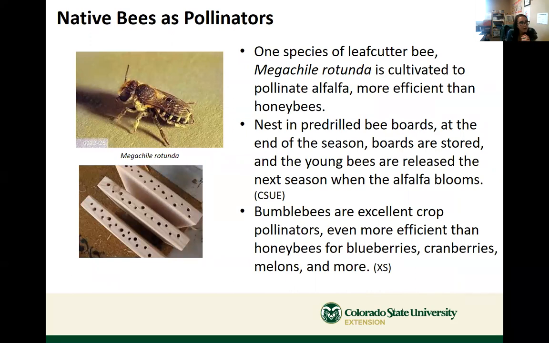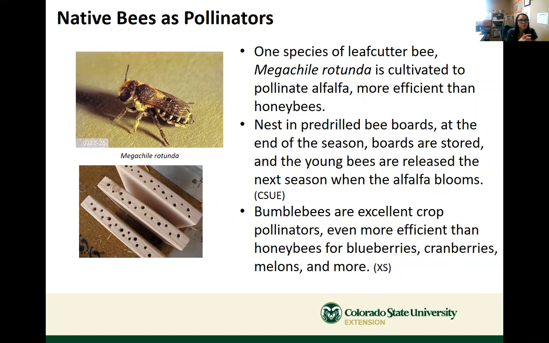And native bees are absolutely pollinators. There is one species of the leafcutter bee, Megachile rotunda is its Latin name, that farmers will actually cultivate and raise this bee to help pollinate their alfalfa because they've been found to be more efficient at it than honeybees.